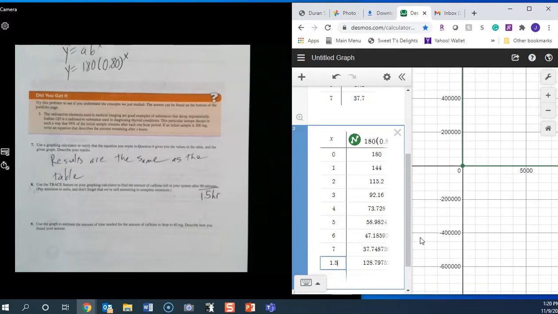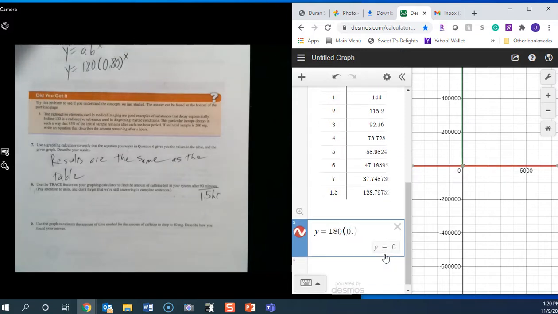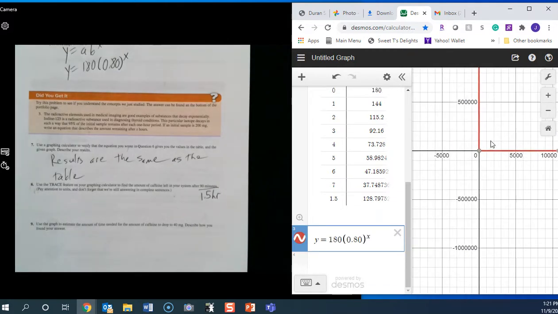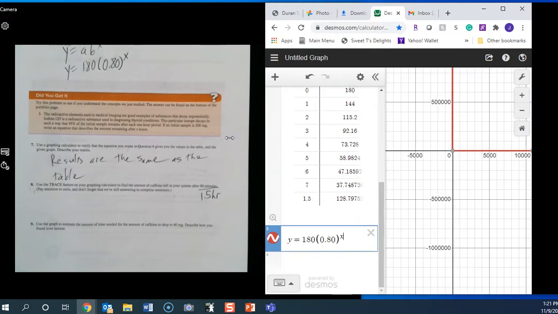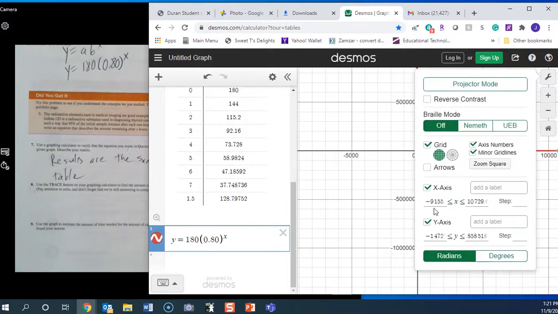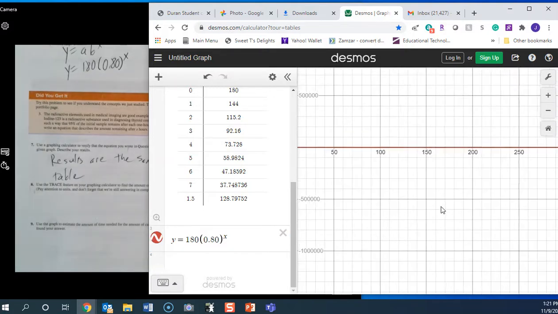Okay, now to do this on the graph, as you see here, this graph, I would have to do y equals the 180 parenthesis 0.80 to the X power. And then I will have to change my X values here. So let me go here. Wait a minute, let me make sure nothing else. Okay, that's good. All right, so I go to this tool here. My X values are a little too large. So what I'll do, I'll just go 0 till about, let's see, 300.